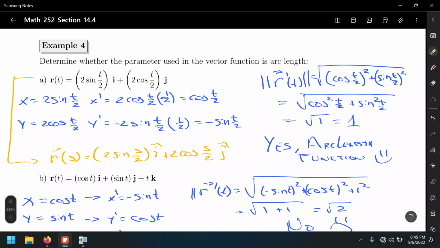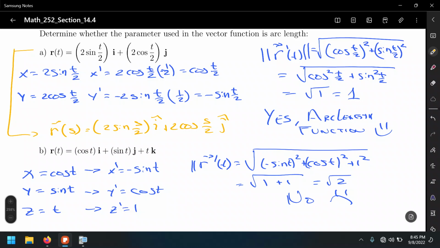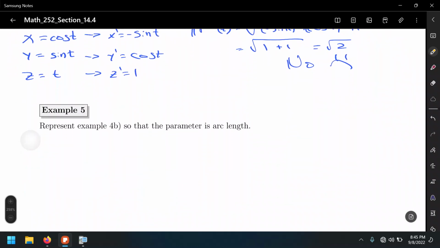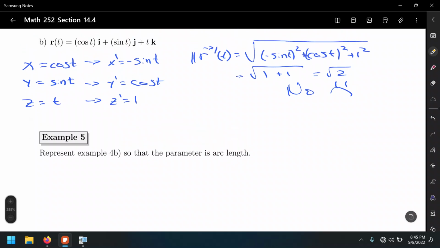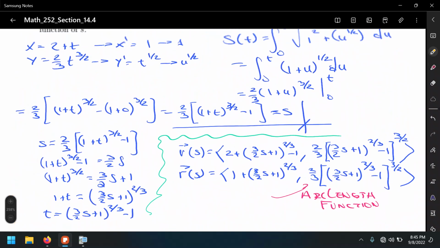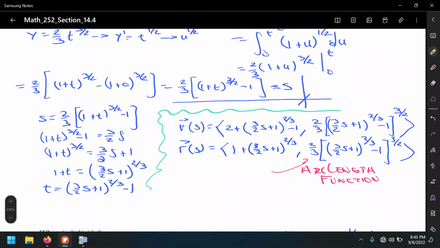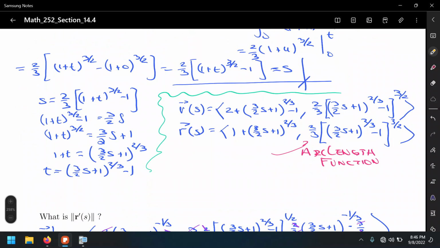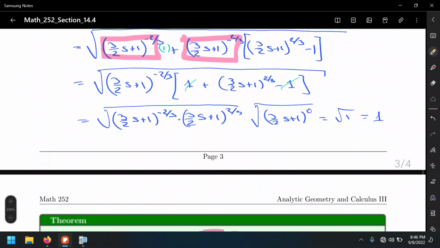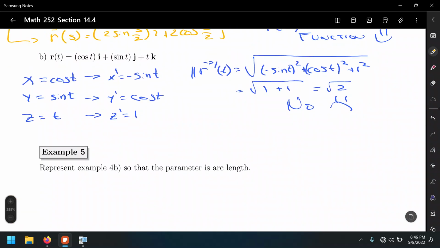All right, not in the second function. Okay, the last problem in example 5: represent example 4b so that the parameter is arc length. That is, we're going to do something like in the previous example, in which we get the arc length, solve for s, and go back and substitute. Basically all this process right here, solving the equation for t to redefine it as a function of s. But the good thing is we already have a lot of the work from part b.